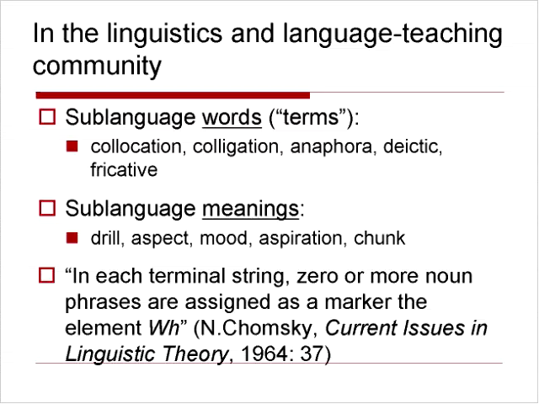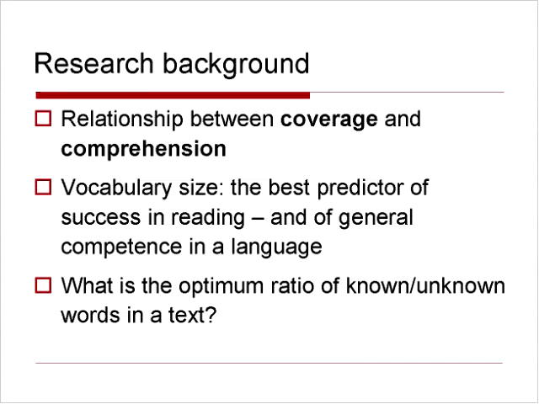And so I've got here a little quote from a Noam Chomsky book, completely incomprehensible as usual for Chomsky, where he says, "In each terminal string, 0 or more noun phrases are assigned to the marker of the element WH." Well, actually, all of those words are quite straightforward. Terminal, 0, phrase, marker, element. But, of course, the combination of them, because they are sublanguage terms in very high-level theoretical linguistics, means that most people, including me, don't really understand what he's talking about. But that's just to indicate the idea of core and sublanguage, and it's core languages, core words, core meanings that we focus on in our dictionaries.